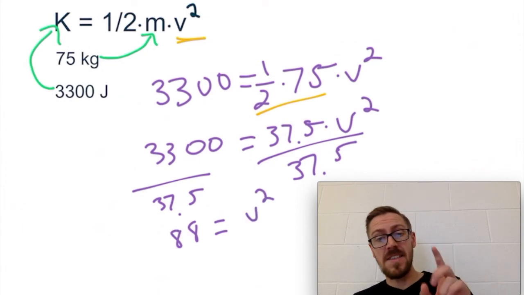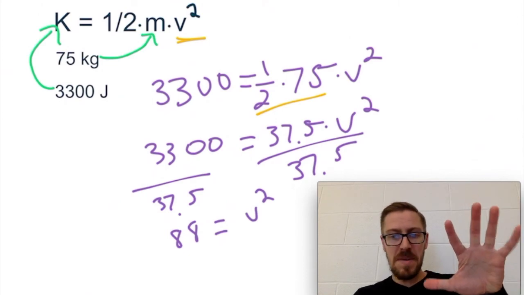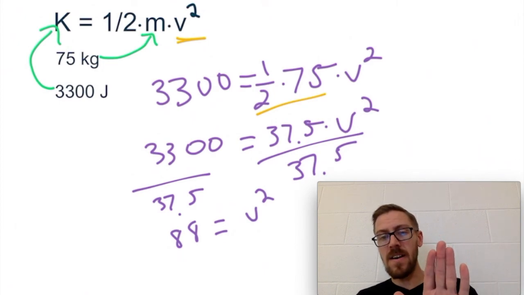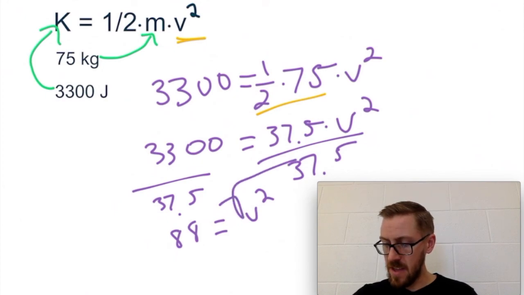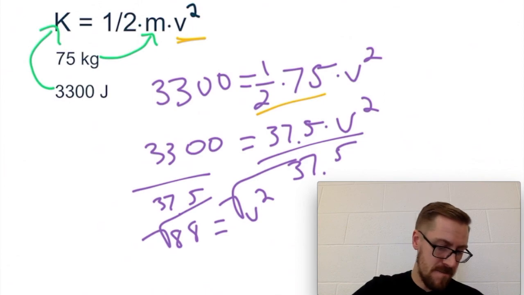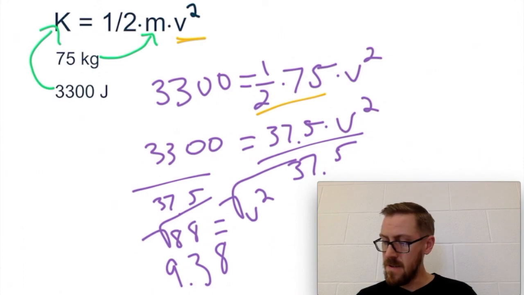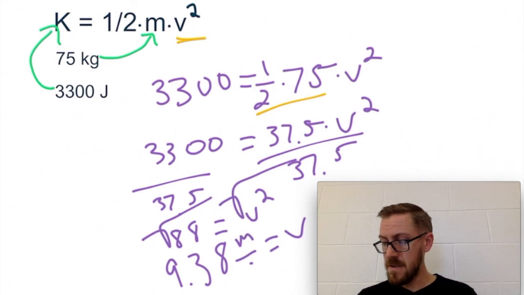Now, what makes this a little bit more challenging is because some of you don't know what to do when you get here. But in algebra, we're trying to undo what's being done to the variable. So if it's being multiplied, we want to divide. Or if it's adding, we want to subtract. And so since this one's being squared, we want to take the square root, which means we would do this little doohickey. So we take the square root of 88, and we get 9.38 equals V. The last thing we need is a unit, and our unit is meters per second.